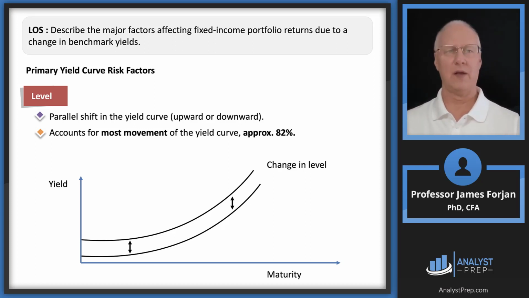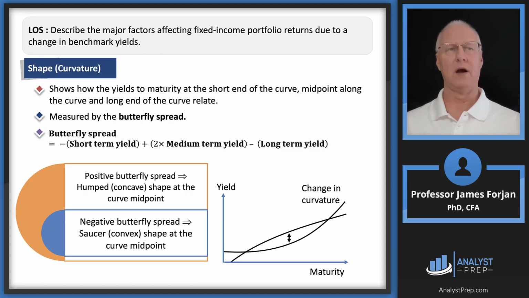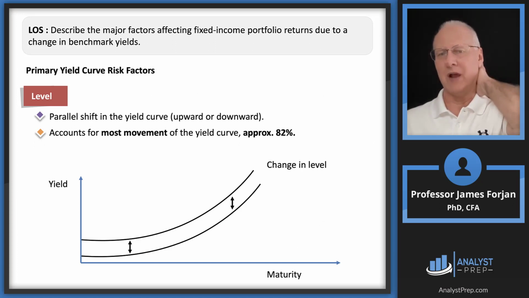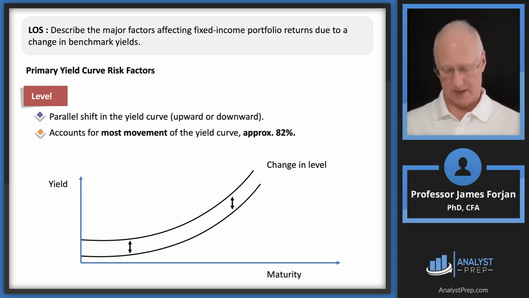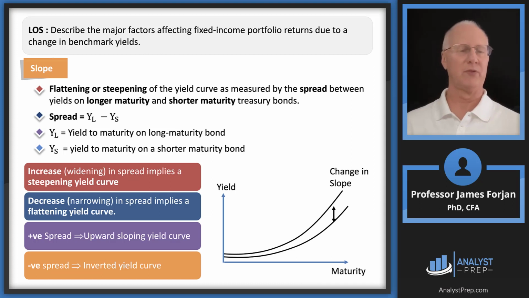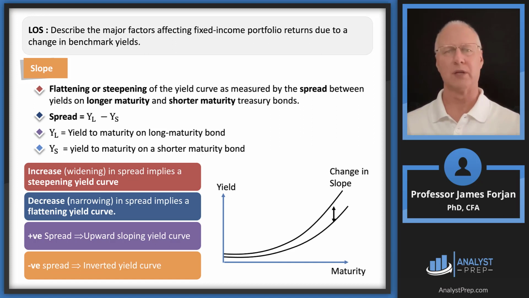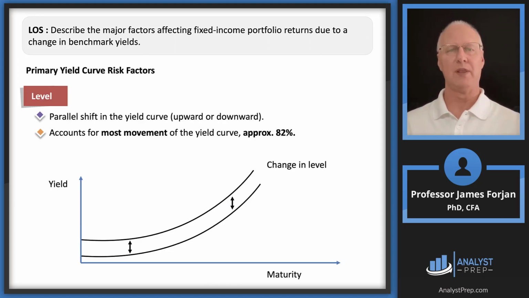And there are other studies that are out there. I don't ever memorize 82%. I always remember around 80% for the level, and then around 15% for the slope, and around 5% for the shape. The reading gives you just a few different kinds of percentages in there. I don't have any idea how important that is for the exam, but I think it's important to know that parallel shifts account for the overwhelming majority of changes in the yield curve.